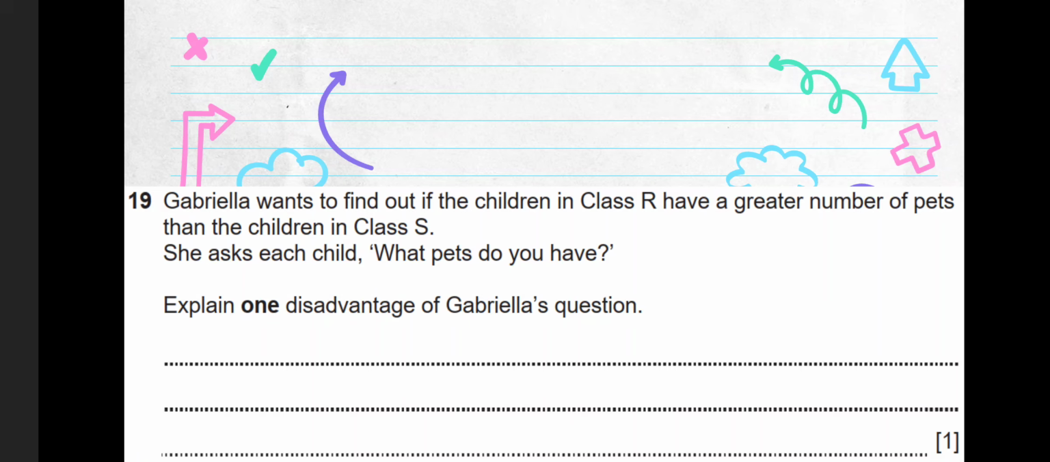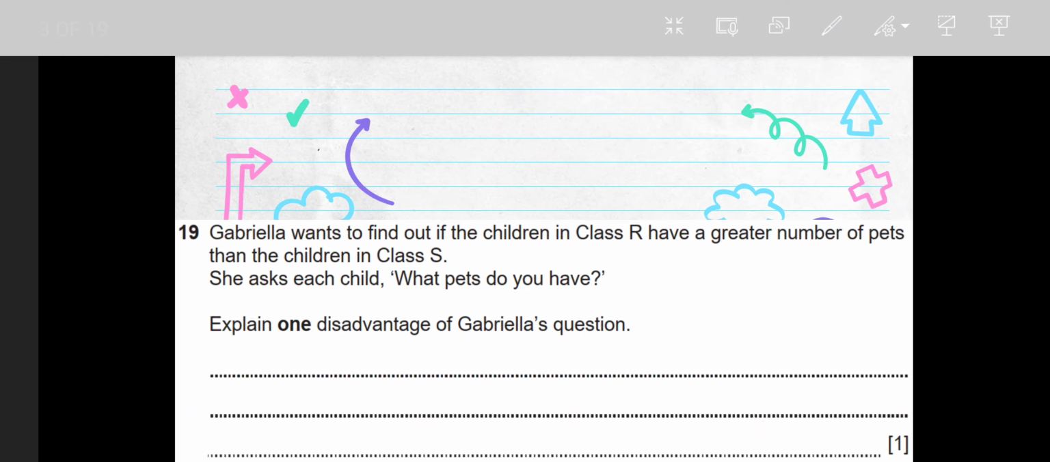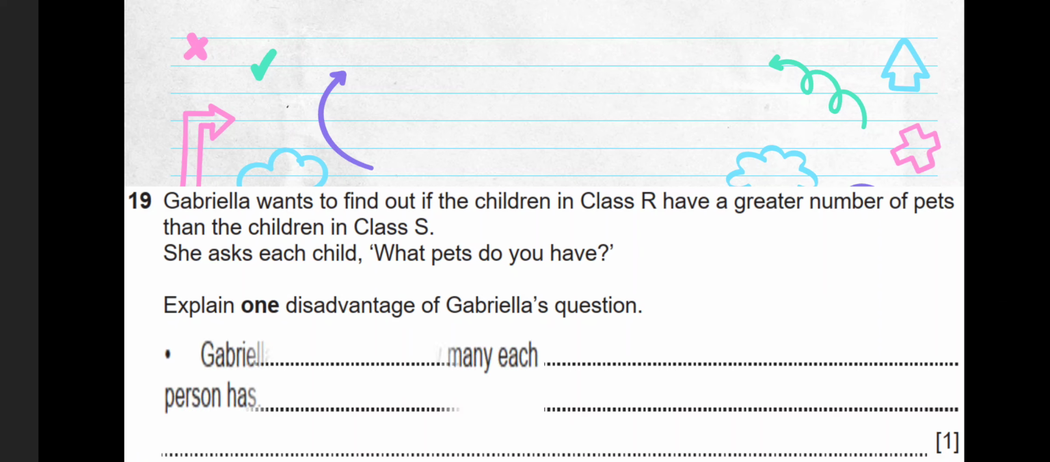Gabriela wants to find out if children in class R have a greater number of pets than the children in class C. She asked each child, what pets do you have? She wants to know about the number, greater than or more than. Is this a good question? No. We need to find out the number, so the question should be related to the numbers.